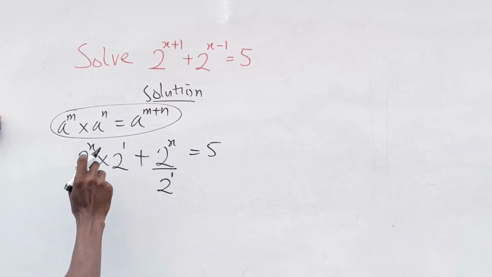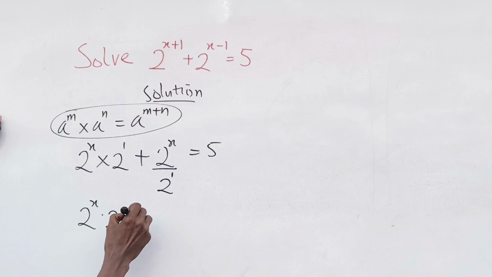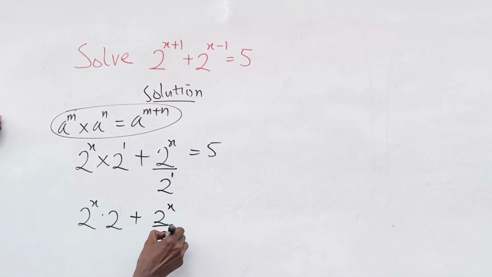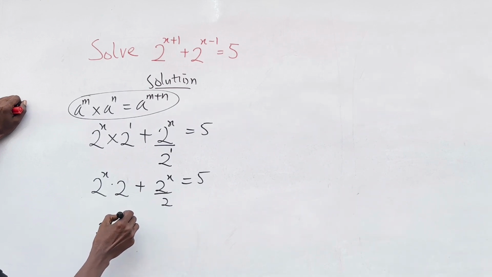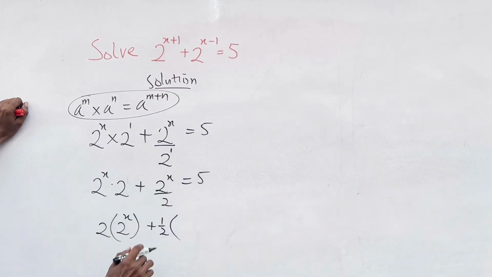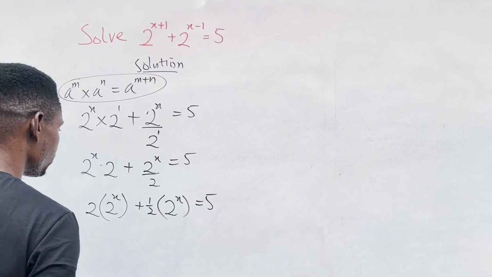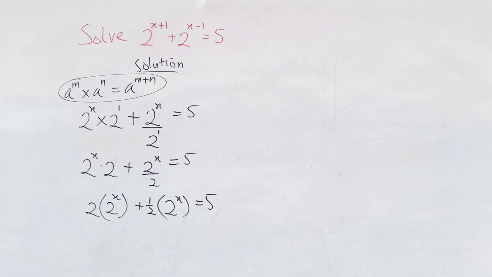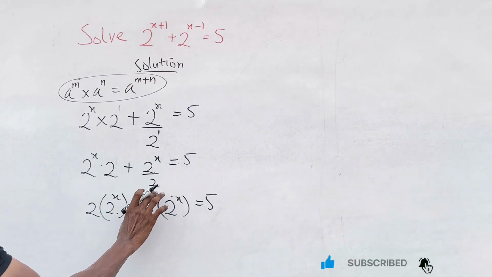So 2 raised to the power 1 is 2. So we have 2 raised to the power x multiplied by 2 raised to the power 1, which is 2, plus 2 raised to the power x divided by 2, equal 5. So that's 2 multiplied by 2 raised to the power x, plus half multiplied by 2 raised to the power x, equal 5. So to take off this half, we can multiply throughout by 2, so that this half can go away.